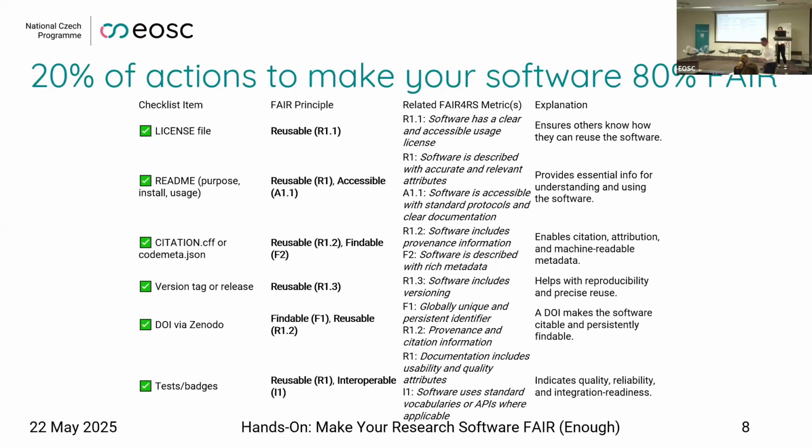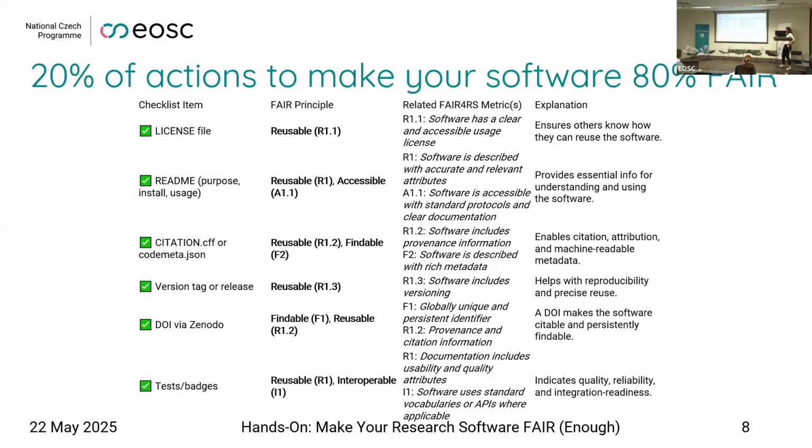All right, so I named this slide 20% of actions to make your software 80% fair. I don't know if you're familiar with it, it's called the 80-20 rule or Pareto principle, where you invest 20% of your effort at the beginning to get 80% of the outcome. And I think the fairness of research software works well like this. You really can do just a couple of simple steps to get you to a very nice verification state that does not have to be perfect.